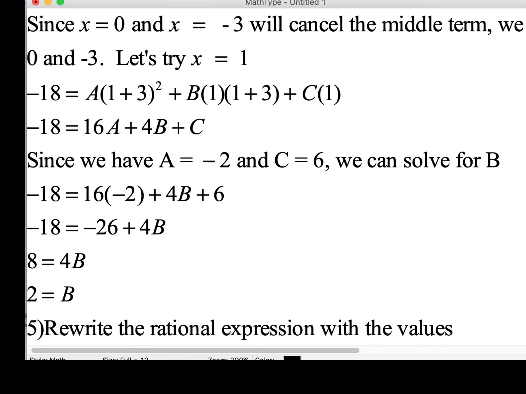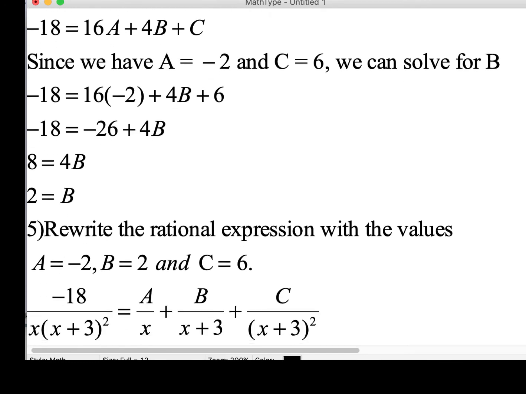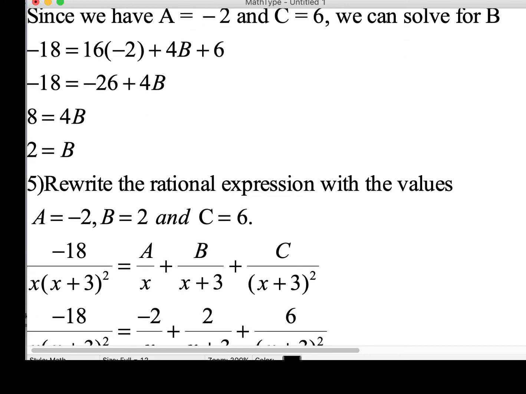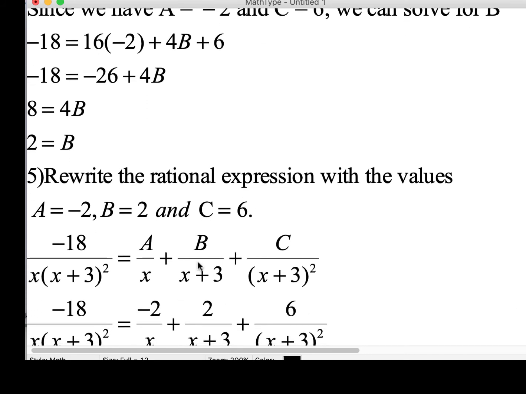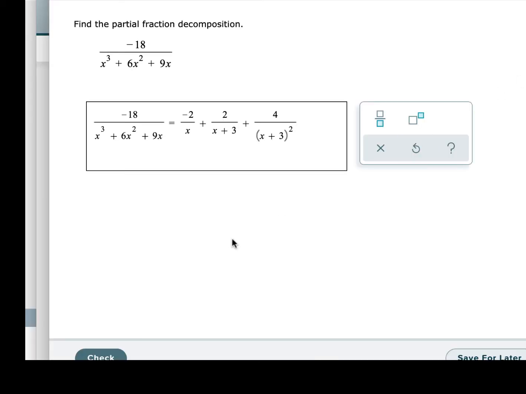Rewriting the rational expression with the values for a, b, and c, we have the following. A was -2, so we'll put -2 over x. B was +2, so it's 2 over x plus 3, and then plus 6 over x plus 3 squared. So now let's go out to Alex and input this answer. So now we substitute in those values for a, b, and c and write the expression for our answer, and then we can check.